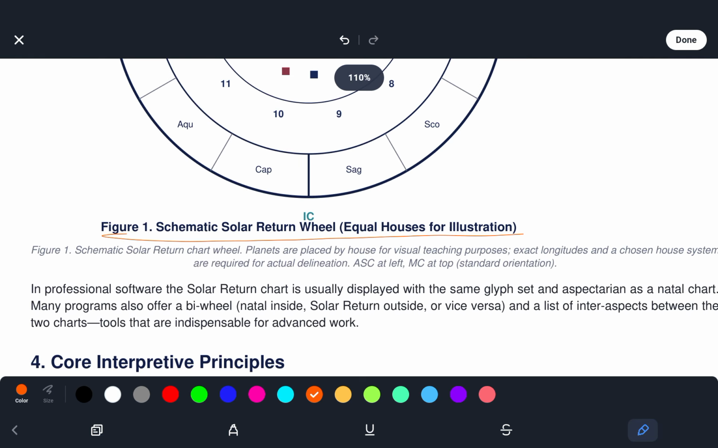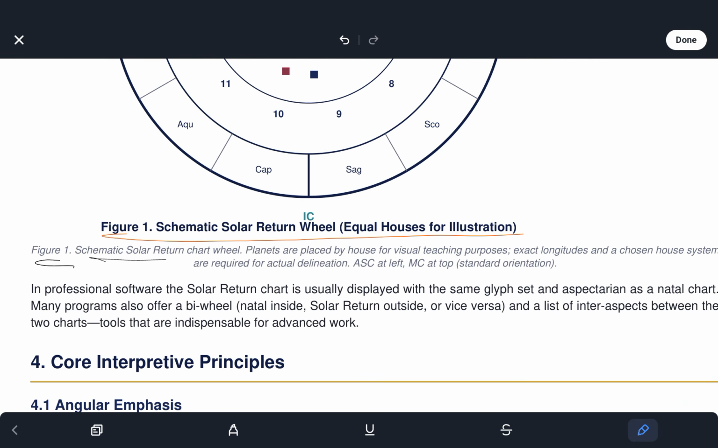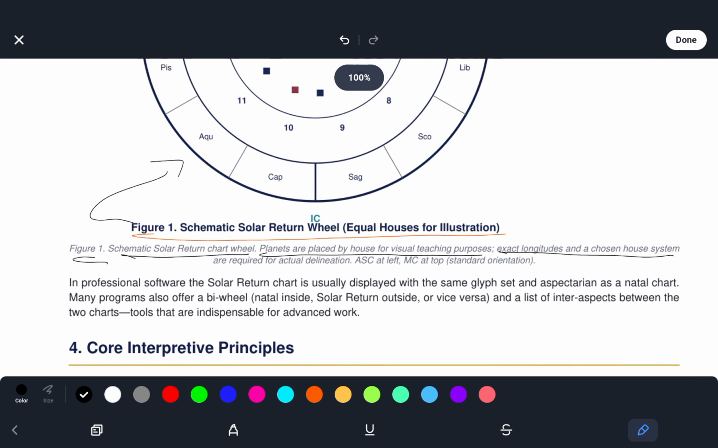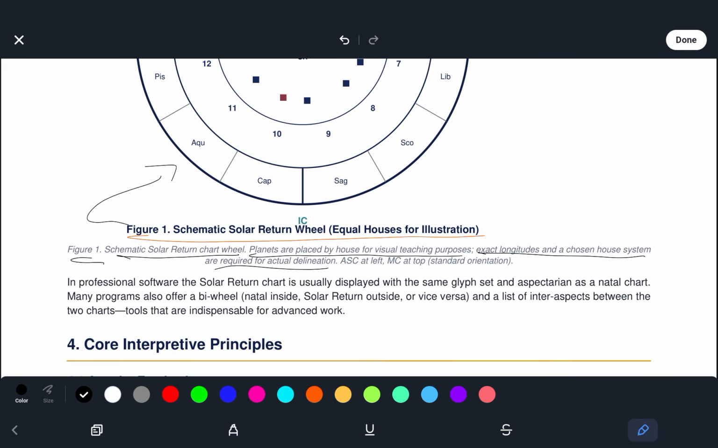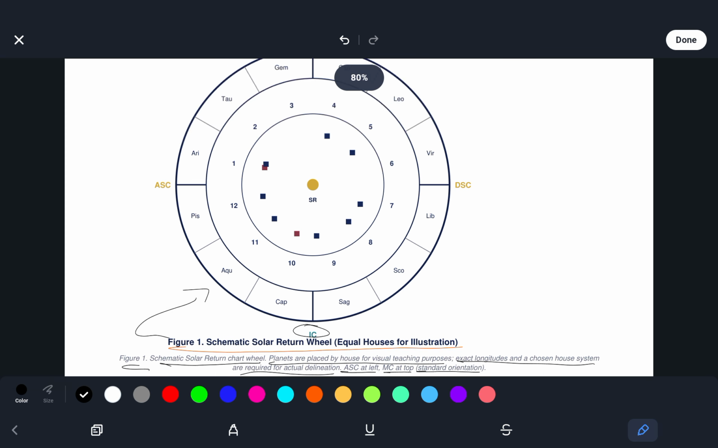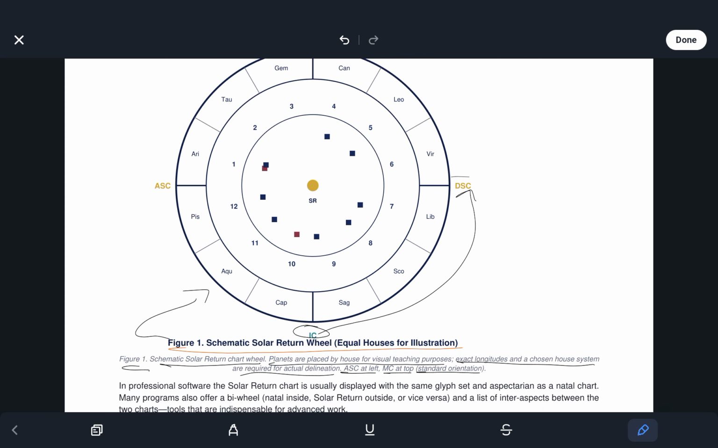And I'll explain at the bottom here. It says schematic solar return chart wheel. Planets are placed by house for visual teaching purposes. Exact longitudes and a chosen house system are required for actual delineation. We see the ascendant at the left, midheaven at the top, with standard orientation. These are the 4 angles.